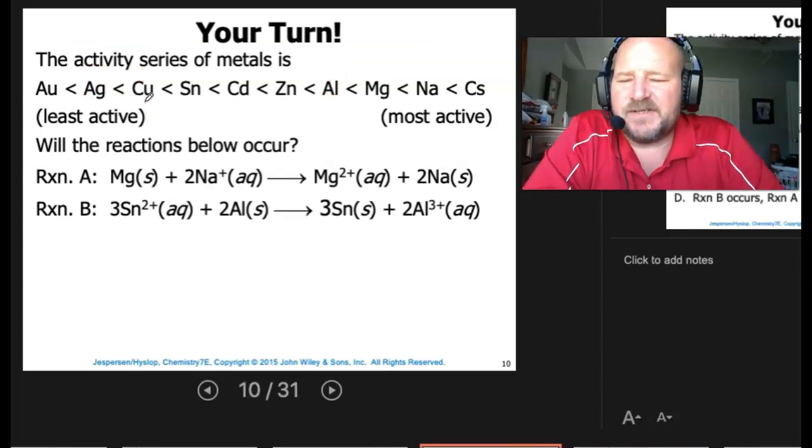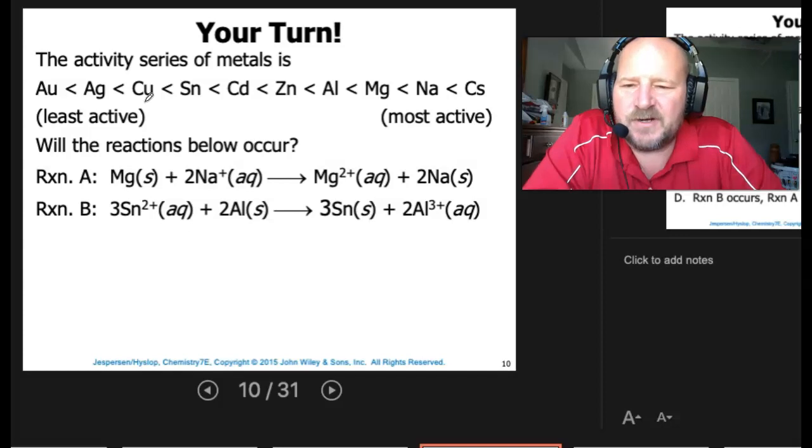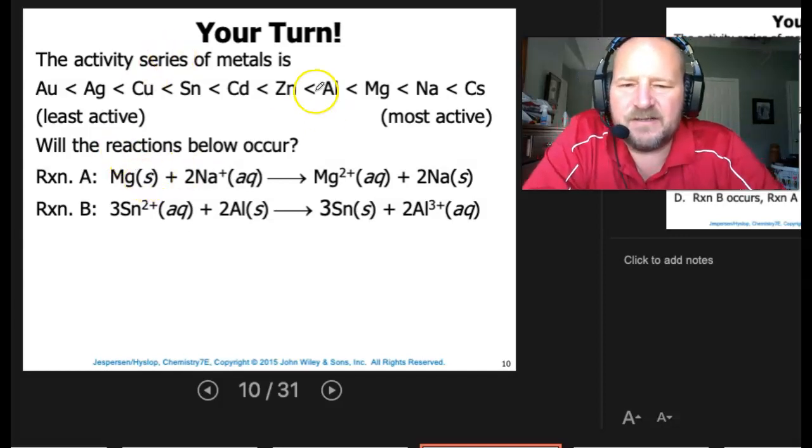The activity series of metals is here. Again, we have copper, we have zinc, and magnesium. Find those two. Will the reactions below occur? So will magnesium solid, which is here, replace the Na+, which is here? And then will the tin, which is here, replace the aluminum, which is up here? So can tin 2+, the ion here, replace the aluminum? Right? Actually, I guess I should be saying, should the aluminum replace the tin, right?